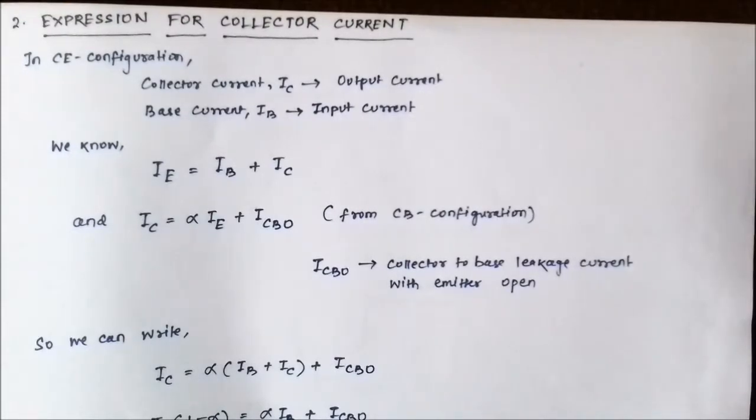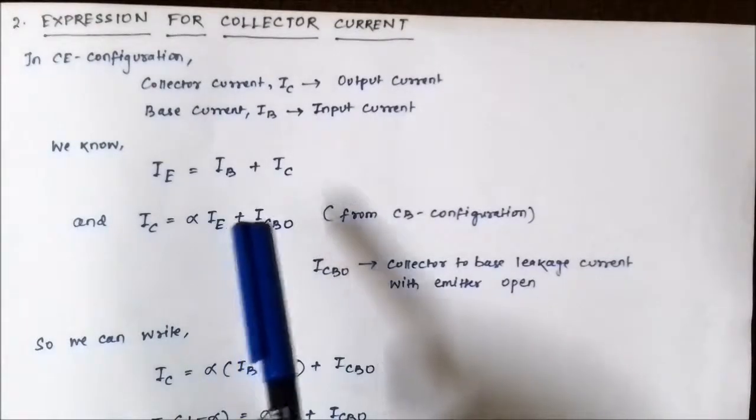So in common emitter configuration, we know that the output current is the collector current and the input current is the base current, and also we know that applying Kirchhoff's current law in BJT, the emitter current is the sum of the base and collector current.